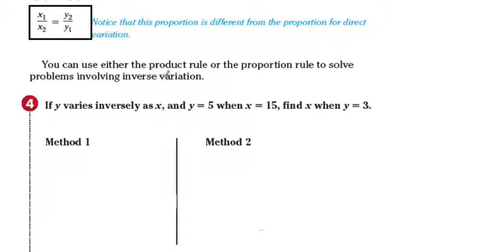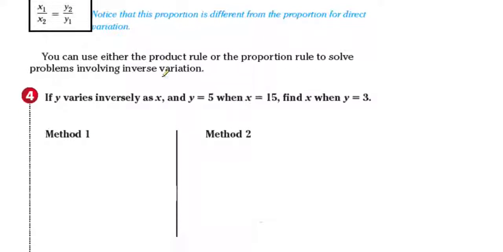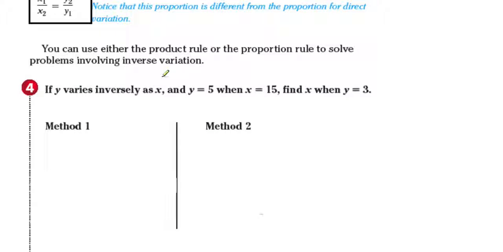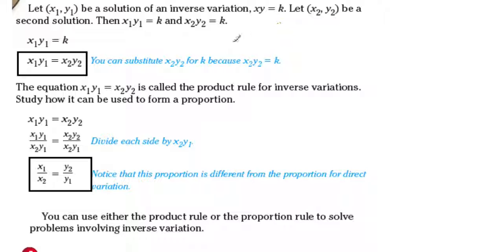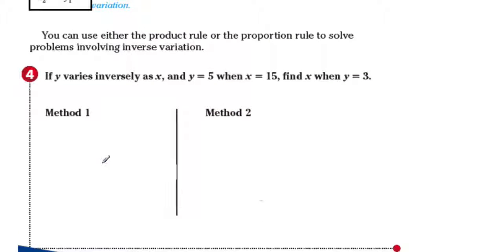Before we go to example 4, you have 3 equations for inverse variation, and you should memorize those equations as you go along. You can use either the product rule or the proportion rule to solve problems involving inverse variation. So you can either use this formula right here, or this formula. This is the product rule, or the proportion rule, the bottom part, to solve problems involving inverse variation.